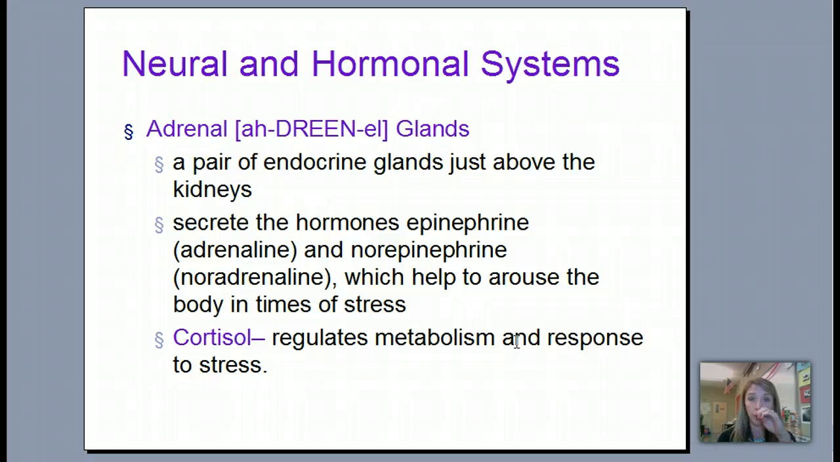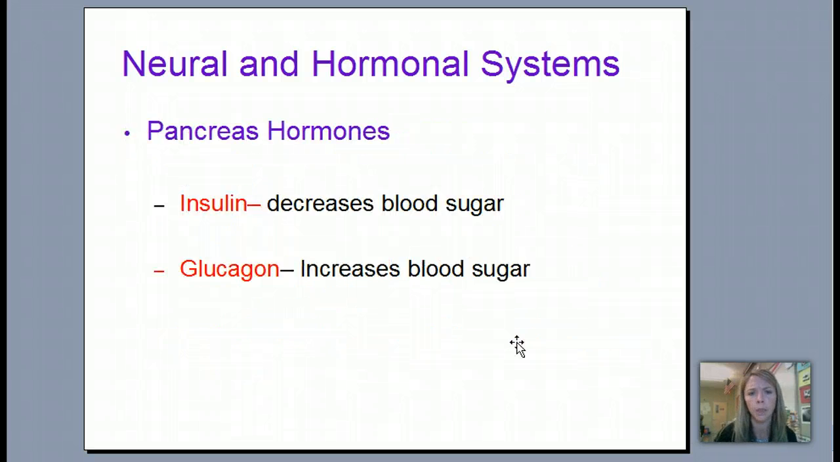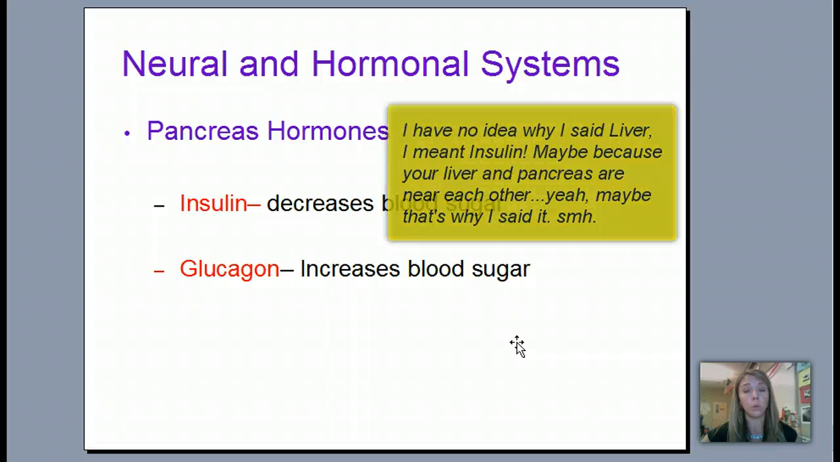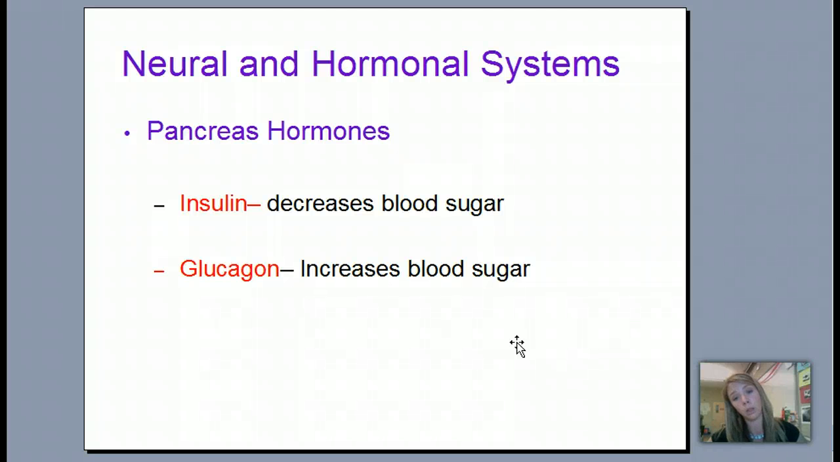So they're just above your kidneys. Cortisol, noradrenaline, and adrenaline are all released in times of stress. Stress can be mental stress, being stressed out mentally, but it also can be physical stress. This is when my hormones are going to be released. Next, the pancreas. We talked about our adrenal glands, kidneys, and now my pancreas, which is near my liver. Insulin is going to decrease blood sugar, and then glucagon is what increases blood sugar levels.